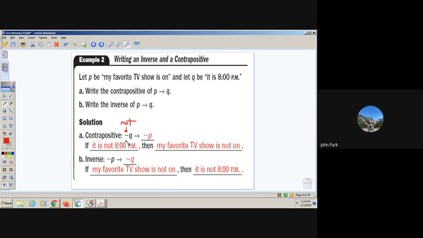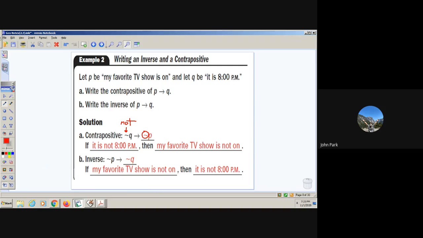So if it is not 8 p.m., then my favorite TV show is not on, right? So that is the symbol for the not right there, right? So the inverse, put a not in there. So my favorite TV show is not on, then it is not 8 p.m. So that is not P, then not Q. You could also read it as not P implies not Q, right? And then you just have to replace the phrase instead of the P and the Q.